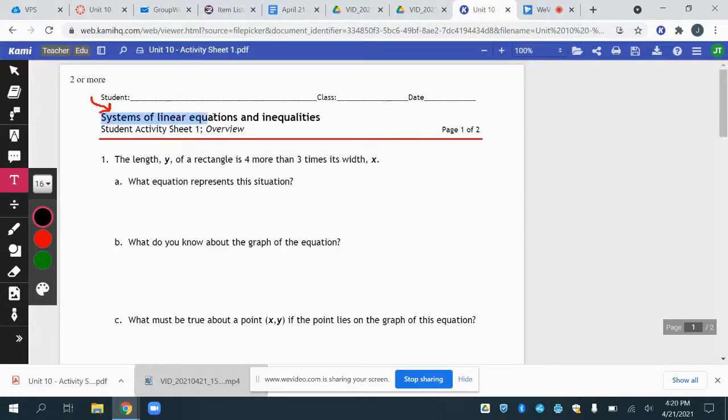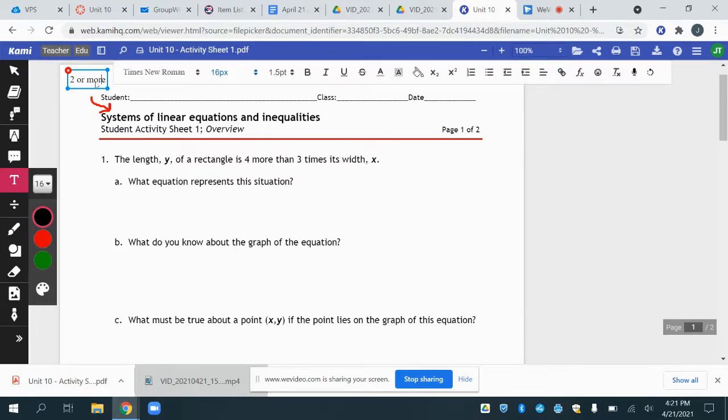Unit 10 is titled Systems of Linear Equations and Inequalities. A system is just when we have more than one true at once. So systems are two or more equations. Now, we're handling two or more at once, which assumes that they're both true.